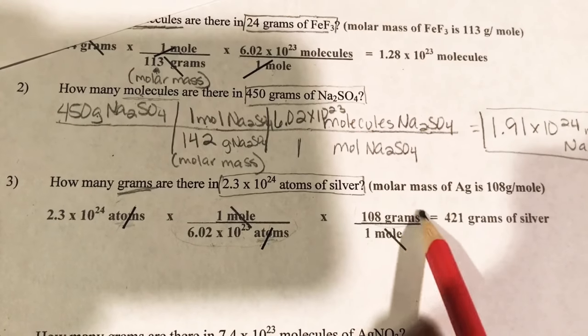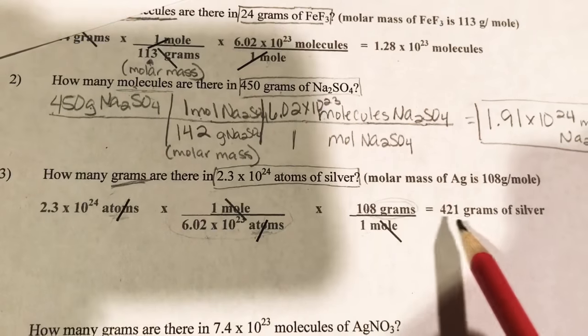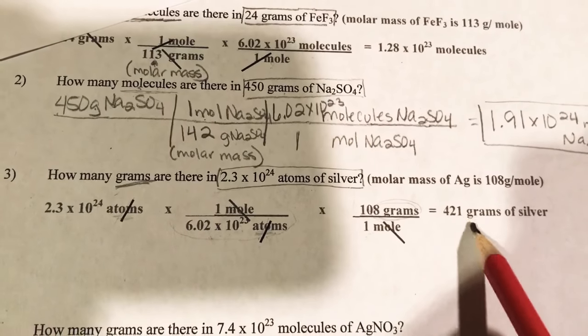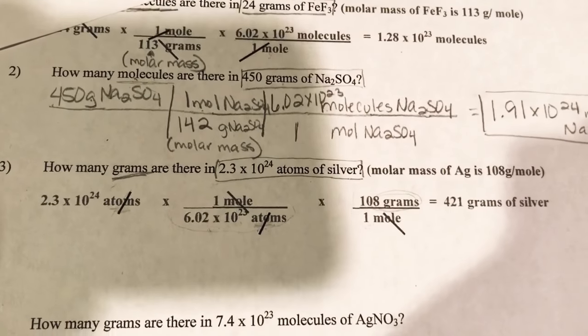And you're only left with grams. That's showing that we're in our correct units. And they wrote the final answer, 421 grams of silver. Or you could write 421 grams of Ag.